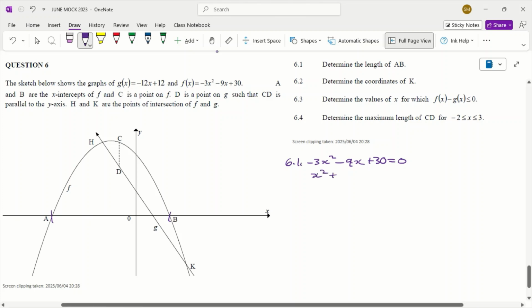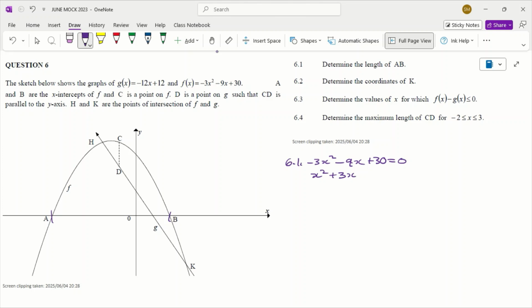Now the distance between negative 5 and 2, meaning here x is negative 5 and then here x is 2, the distance between negative 5 and 2, which is the distance AB, is actually equal to 7 units. So that is a very simple and straightforward question. Then we go to 6.2.